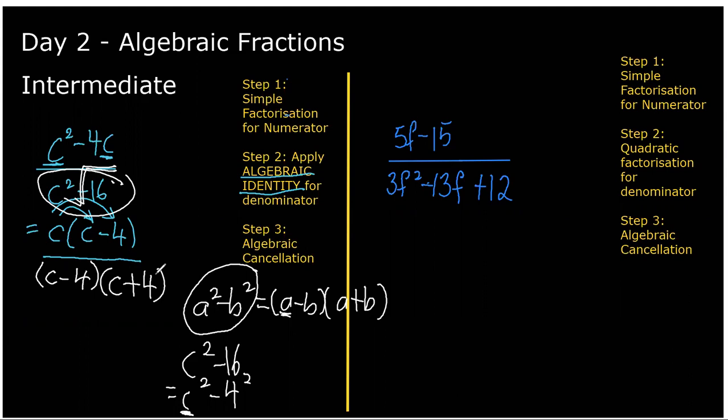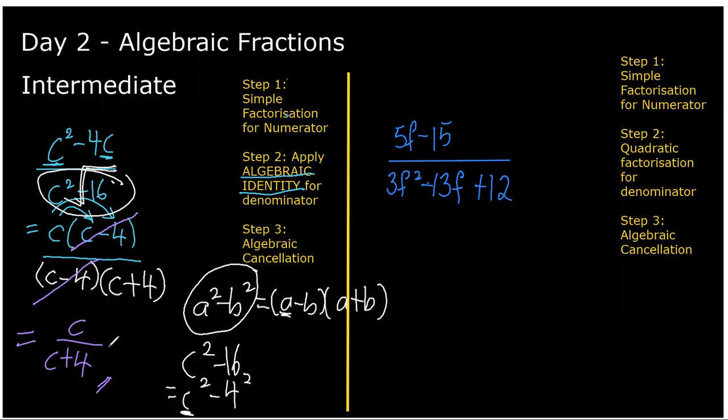And now we go to step 3. I'm going to do algebraic cancellation to cancel out the common factors. c minus 4 and c minus 4. And therefore, I'm left with my final answer, and that is c over c plus 4.